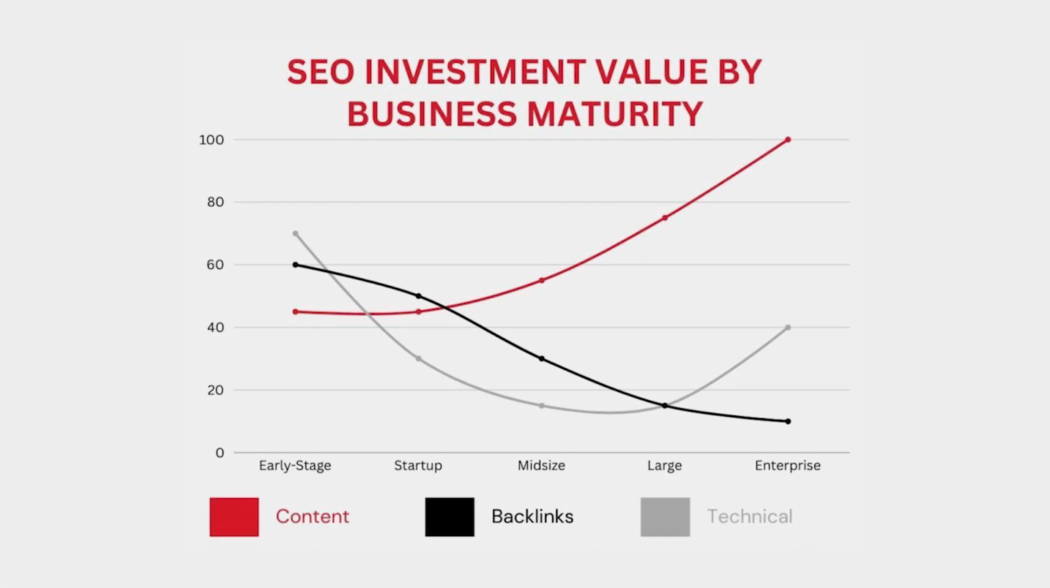This chart takes a look at SEO investment value by business maturity. So what we're seeing here, we've got content in red, backlinks in black, and we've got technical SEO in gray. And these are typically the 3 main areas that most companies and teams will invest their time and resources into when they're building an SEO program. Notice how in an early stage program, technical SEO is typically the most important investment category that you can focus on.